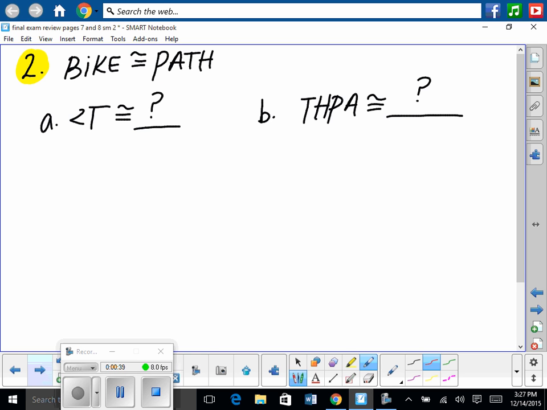So it says angle T is to angle, well, K sits in the same spot, so it's got to be angle K. And then same with THPA. So I'm going to go in that order. So TH would be KE. And then PA, so PA is to BI.